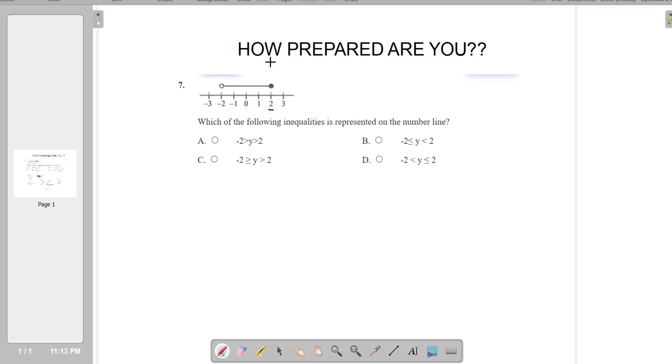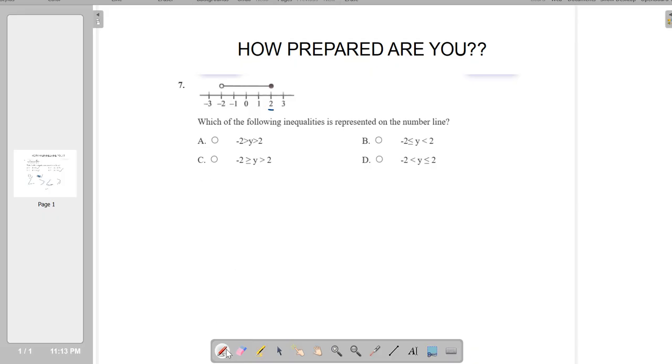How prepared are you series 101? So this is a quick question on inequalities. This featured in the BECE 2020, I believe. Which of the following inequalities is represented on the number line? So basically with inequalities, you are dealing with truth sets. So how do you go about this quickly? You know it's an objective test, so you are not supposed to waste time.